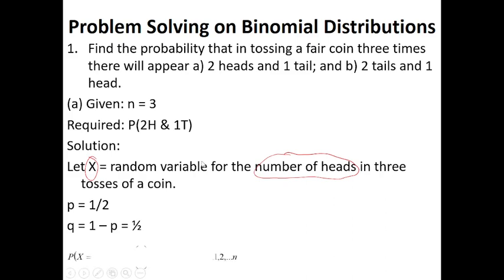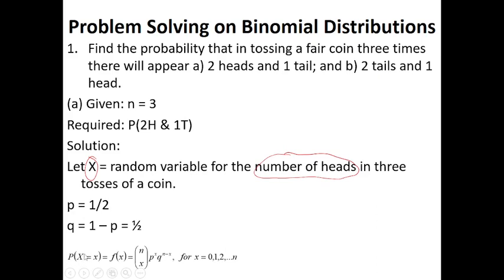And then, so here's the formula for binomial distribution. The probability that the random variable x is equal to x is equal to f of x, which is equal to the combination of n taken x at a time multiplied by the probability of success p raised to the power of x multiplied by the probability of failure q raised to the power of n minus x, for x equals 0, 1, 2, and so forth until we reach n.